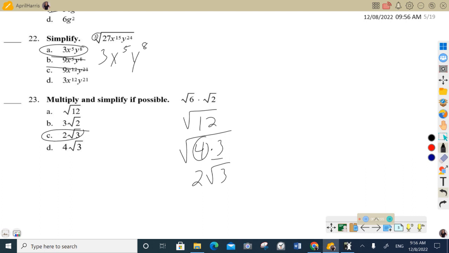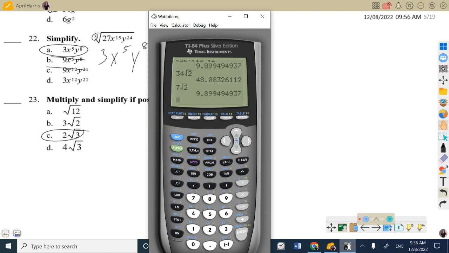Guys, if you type in square root of 12, it's going to give you this decimal. And if you type in this, it's going to give you the same decimal. So if you get the same decimal, I guess I should show you. You get the one that's more simplified.